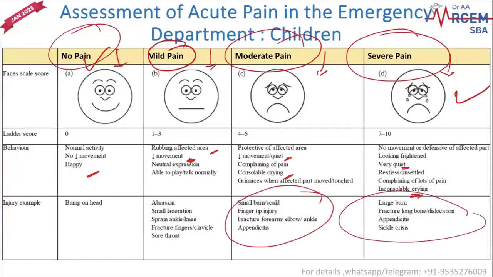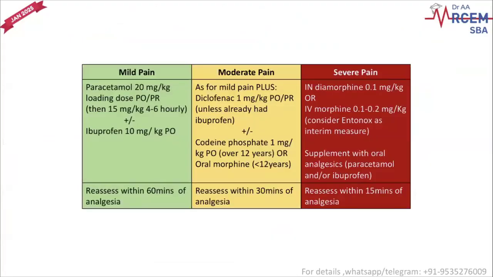Appendicitis or a small burn is a moderate kind of pain. Some lacerations or ankle or knee sprains are mild. A bump on the head is a classical example for no pain. Usually pain disappears within a few minutes.